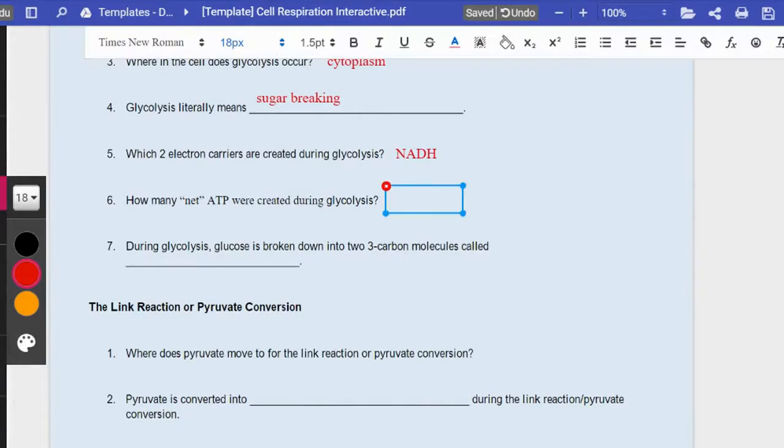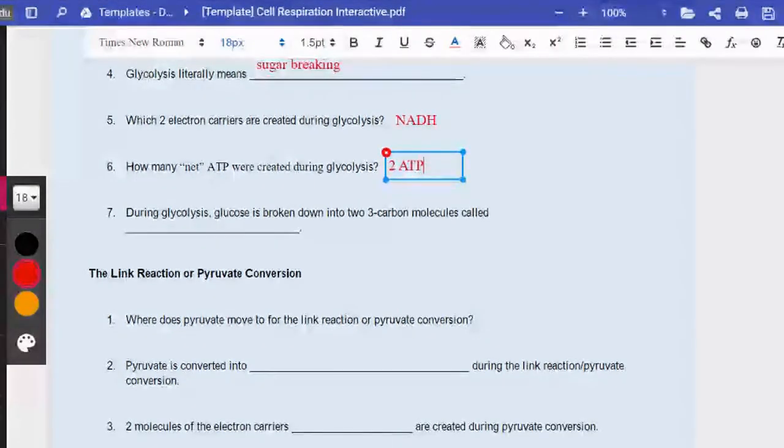How many quote unquote net ATP were created? Well, it took 2 ATP to get glycolysis started, and we got 4 ATP from it. But since we had to spend 2, we really only made 2 ATP. Oh, 2 ATP.